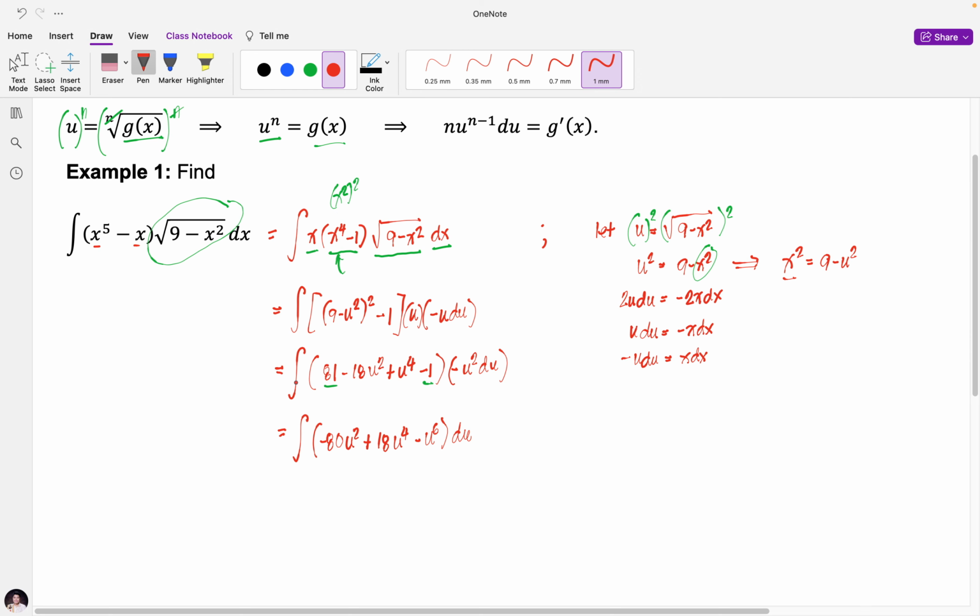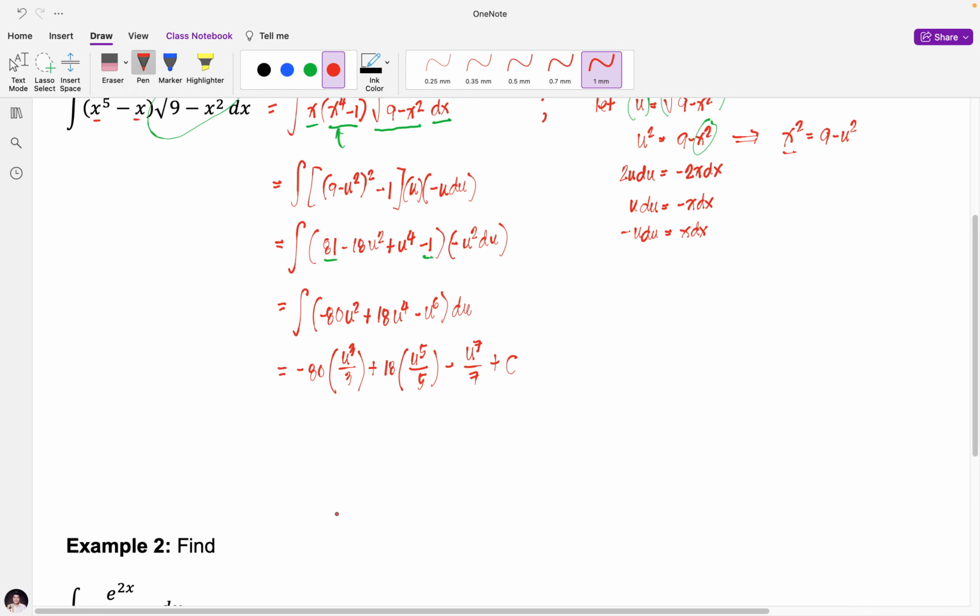Okay? And from that, madali na lang yang i-integrate using the basic integration rules. So from that, this is just negative 80 times the integral of u squared is u cubed over 3 plus 18 times the integral of u raised to 4, that is u raised to 5 over 5, and the integral of u raised to 6 is u raised to 7 over 7 plus c.